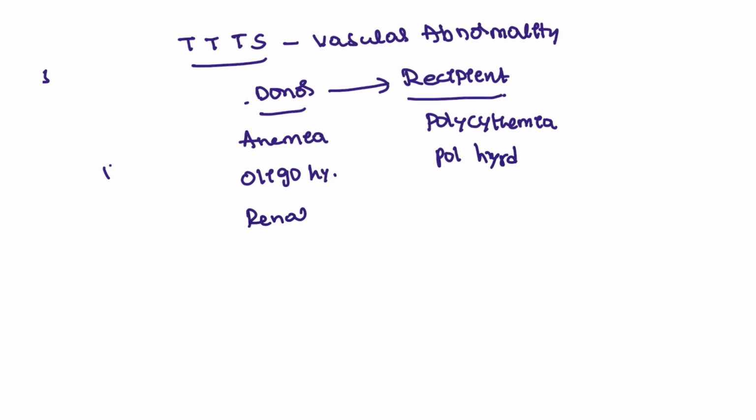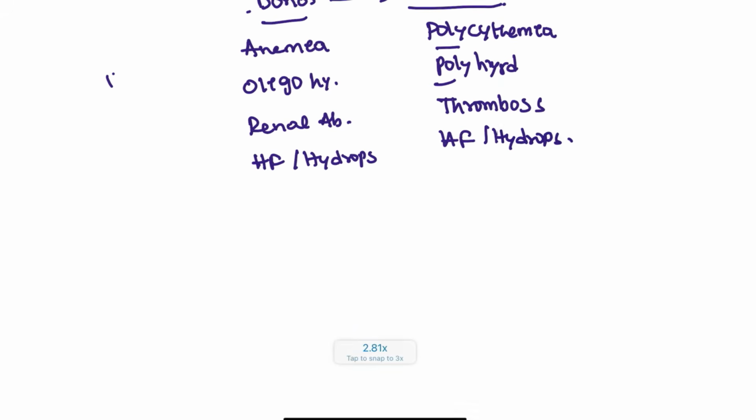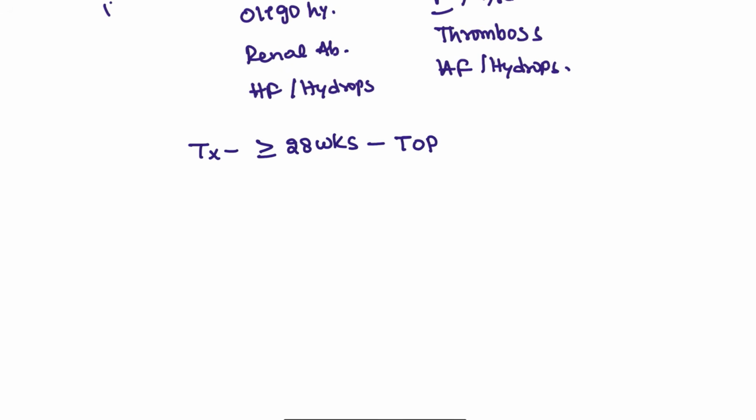This patient can develop renal abnormalities. More and more blood is coming, which is going to cause viscosity, so this patient can have thrombosis, right? Thrombosis is seen. And heart failure, both patients can have heart failure, and both patients can have hydrops. Okay, hydrops is seen. And in severe cases there can be death of the babies also, right?